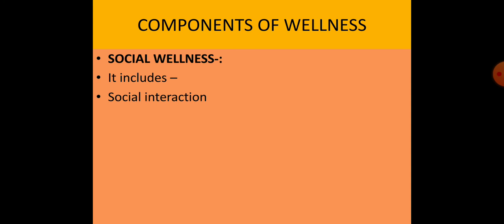So always interact with people politely, gently, and truthfully. Social interactions are very important. They make us feel good and others also. Social behavior. How you behave with the people around you. Social behavior is another very important thing. We must develop good social behavior, which will help to develop social wellness.